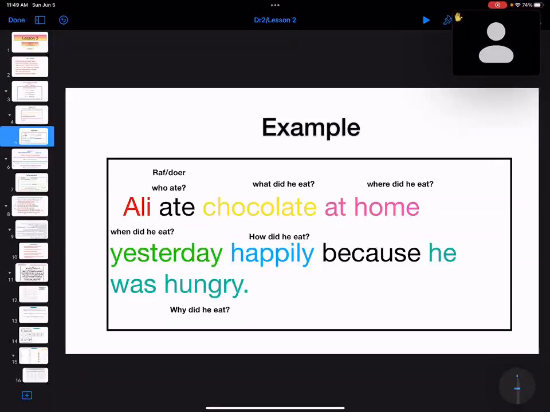And now, what did he eat? Chocolate. So we are getting the answer of what. Where did he eat it? At home. So this is the answer of where. And when did he eat it? Yesterday. How did he eat it? Happily. Why did he eat it? Because he was hungry. So all the rest of these W's we can remember with 5 W's: what, where, when, how, why, right? This is all detail. So that should be nasab in status.